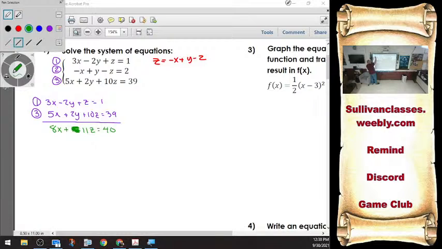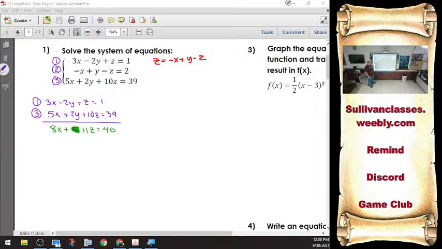I got to do it another way. What's your choice? 2 times the second one. So I'm going to say equation 1, still 3x minus 2y plus z is 1. But I'll say 2 times equation 2. When I write 2 by equation 2 in a circle, I know what happened.